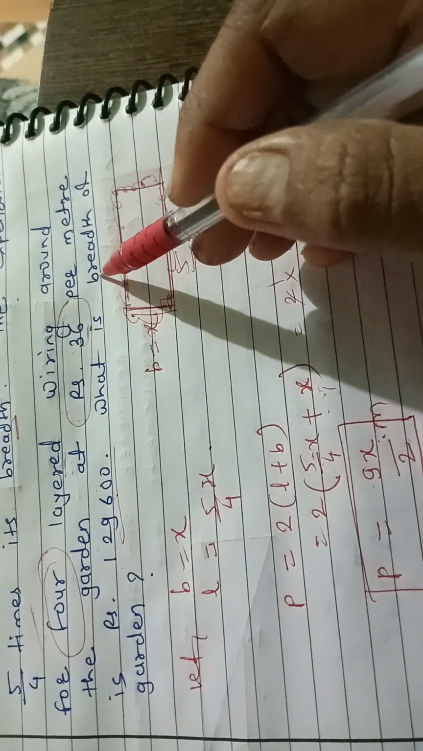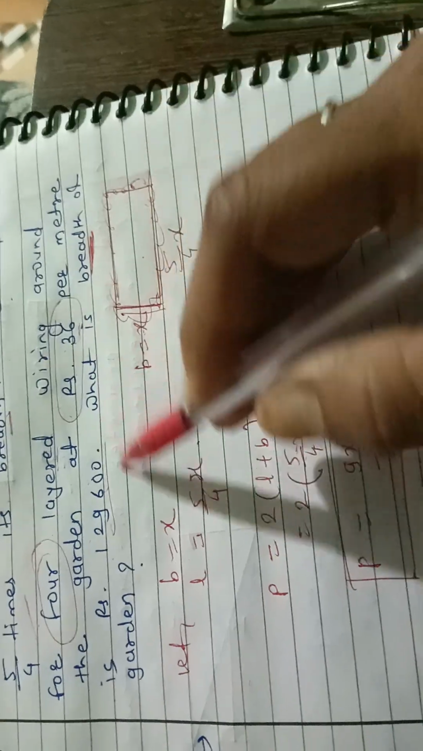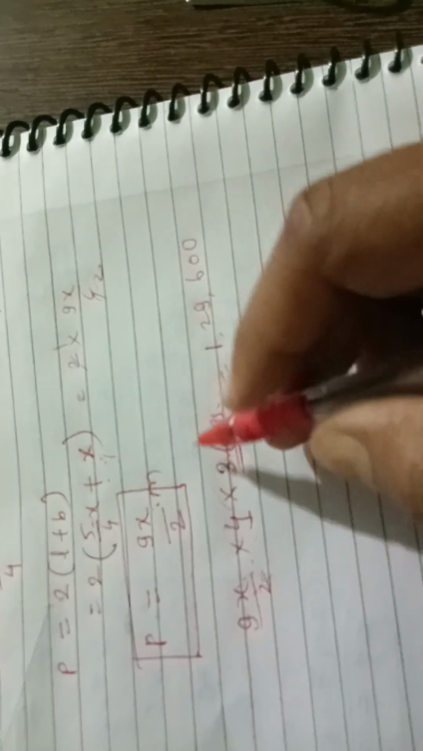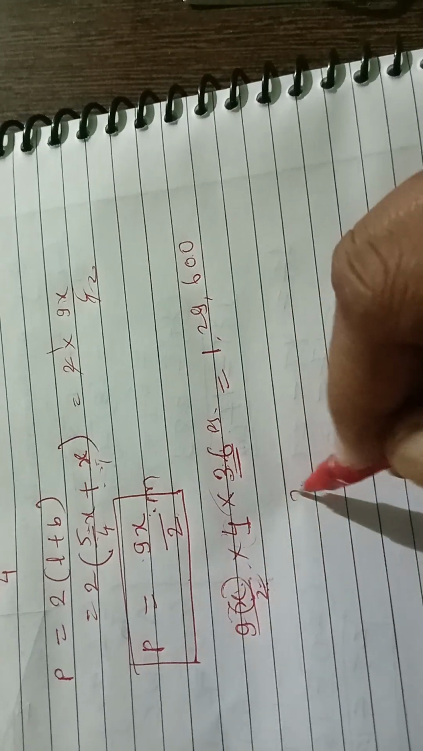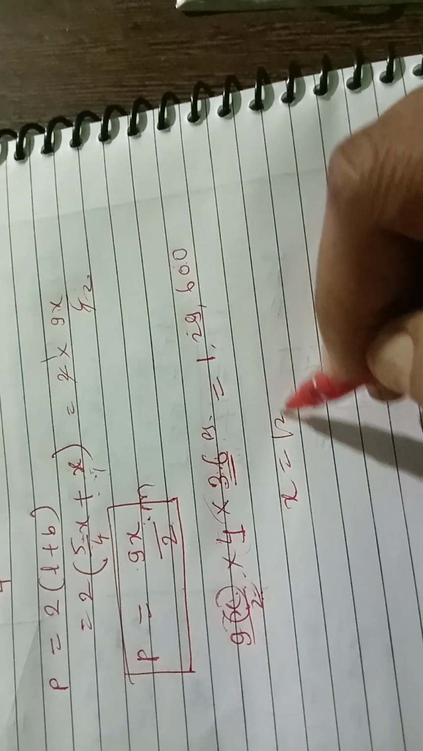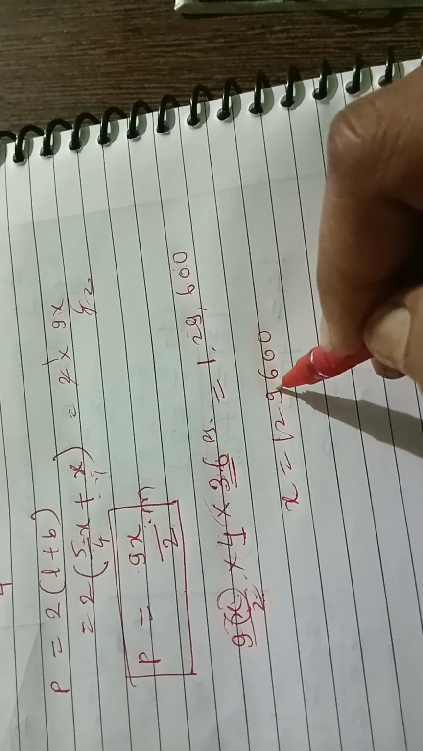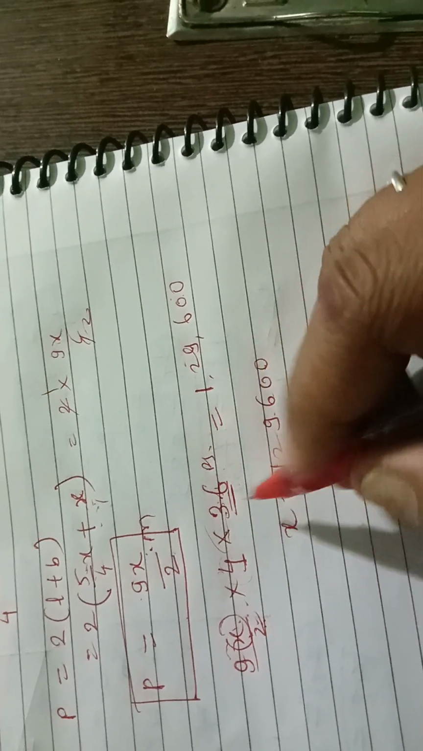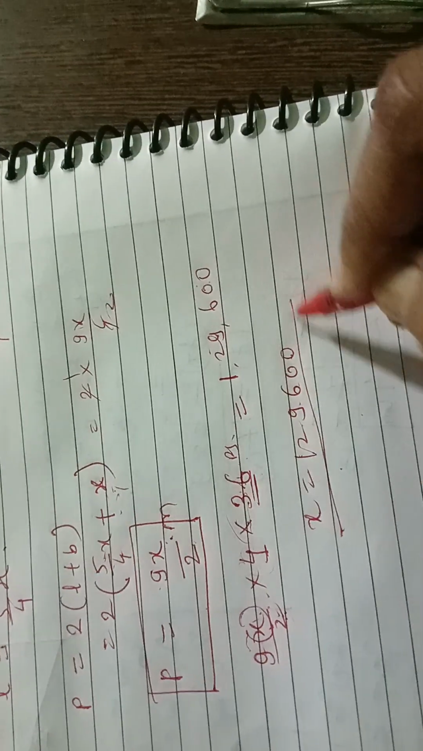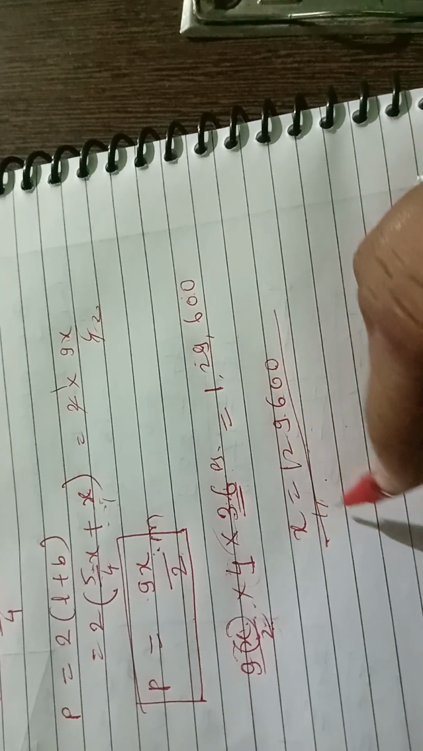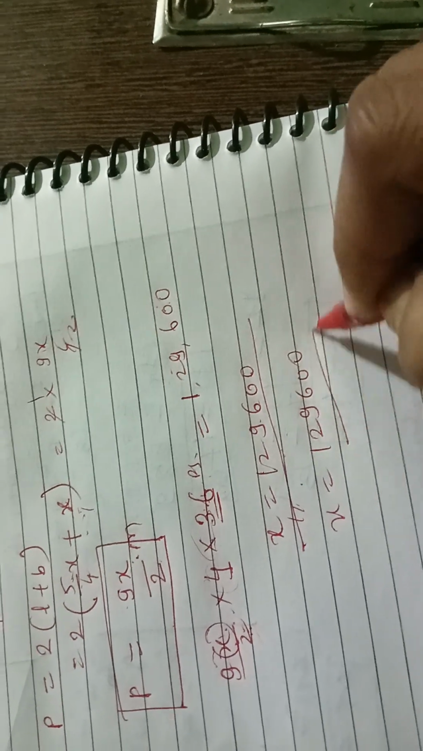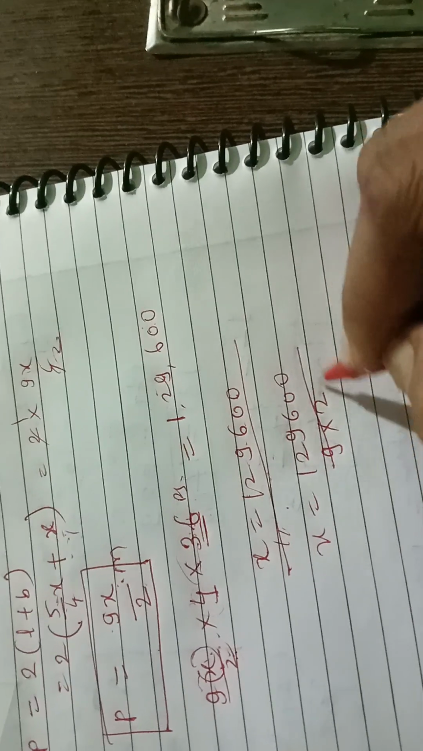In the question itself they have given it to you, so we're going to copy that. From this question, what they asked you to find out is the breadth of this garden. So you have to find the value of x here. So we'll calculate the value of x from here itself. If you solve this entirely, keep x as it is equal to 1,29,600 as it is. All this multiple will go to the denominator. So x is equal to 1,29,600 divided by 9, 2 and 36.